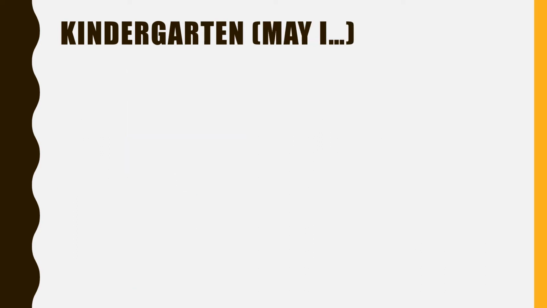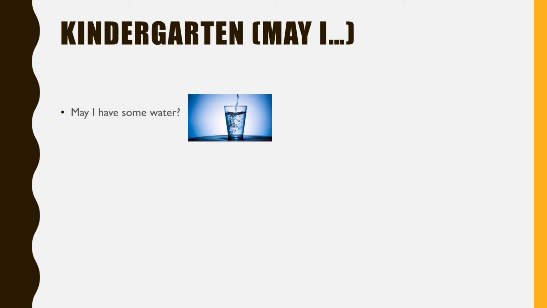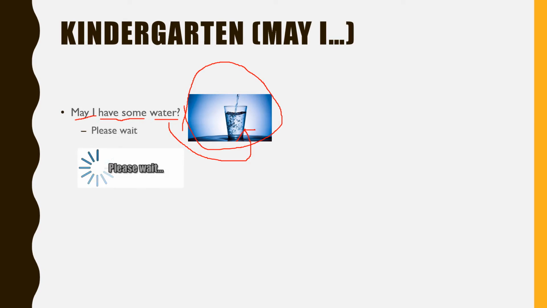All right. Now asking for things. May I is very important. May I, blah, blah, blah. May I have some water? This is water. May I have some water? And I might respond with, please wait. Please wait. You can't have water yet. You have to wait.